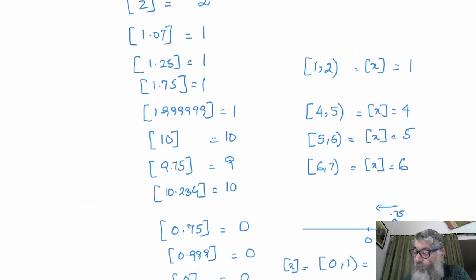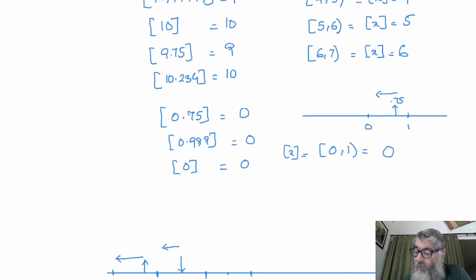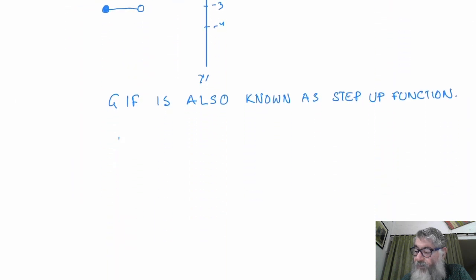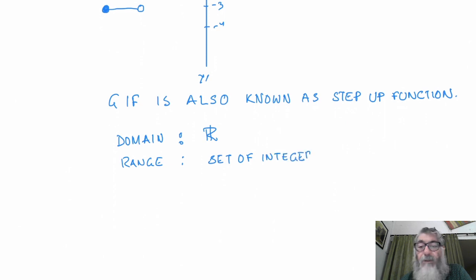So what is the domain here? Domain for this function is the set of real numbers because they can take any value. But range is the set of integers. There will be only integers. That is your greatest integer function.